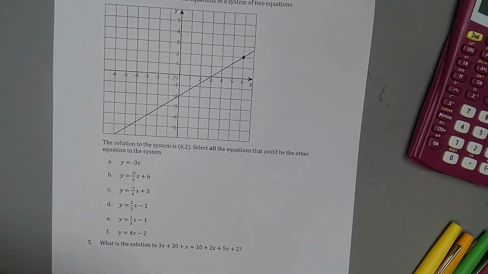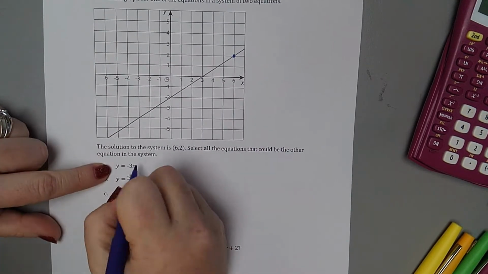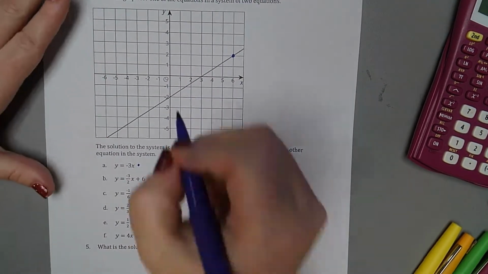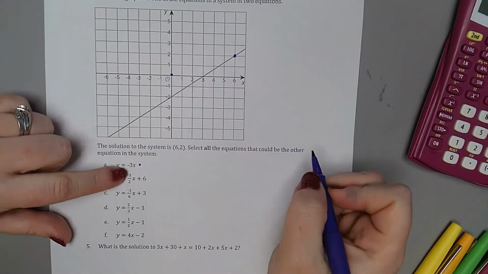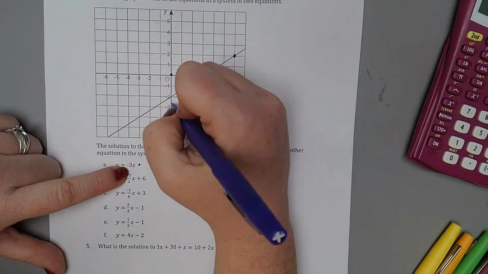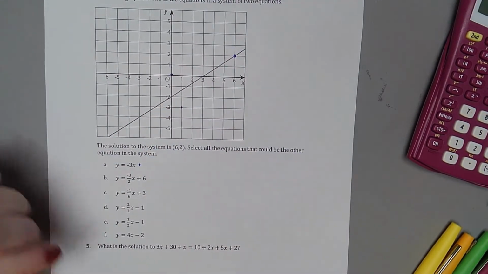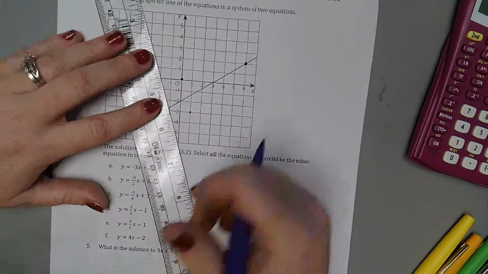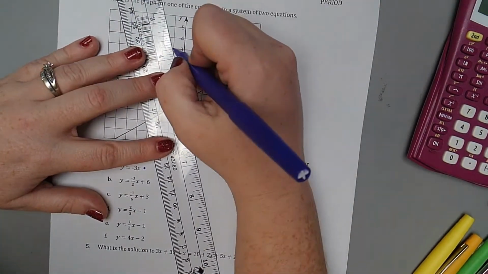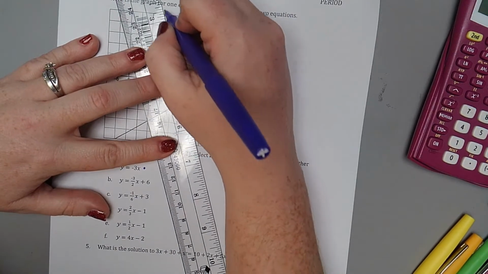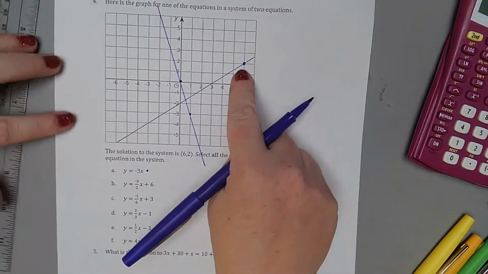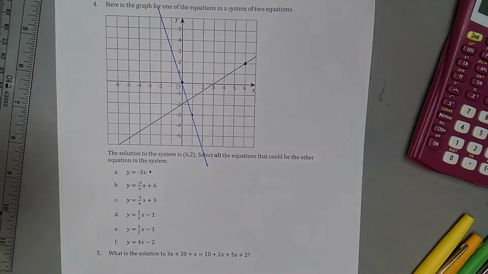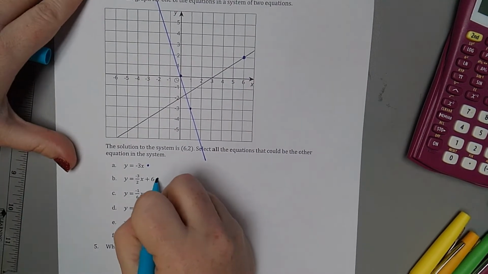So if we're going 1, 2, 3, with this first one, it's going to be purple. My y-intercept is 0 because it's not listed. And my slope is negative 3. So that means I go down 3 over 1. So this is my line. Does it cross here? No, it doesn't.